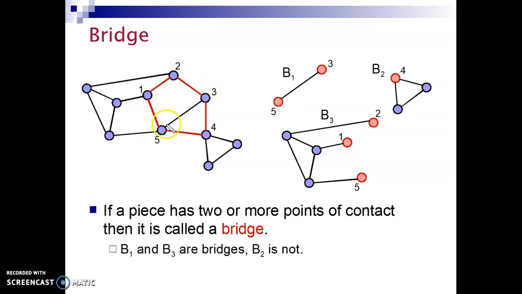The simplest one is this edge between nodes 3 and 5. So this is a piece. Here you see another piece, which looks like a triangle. And finally, here's another piece.